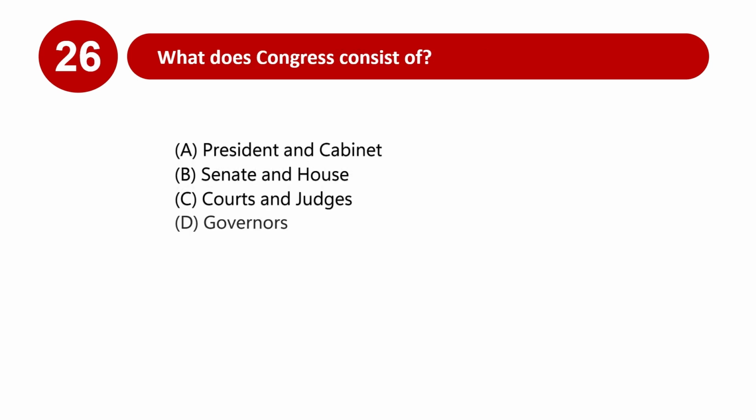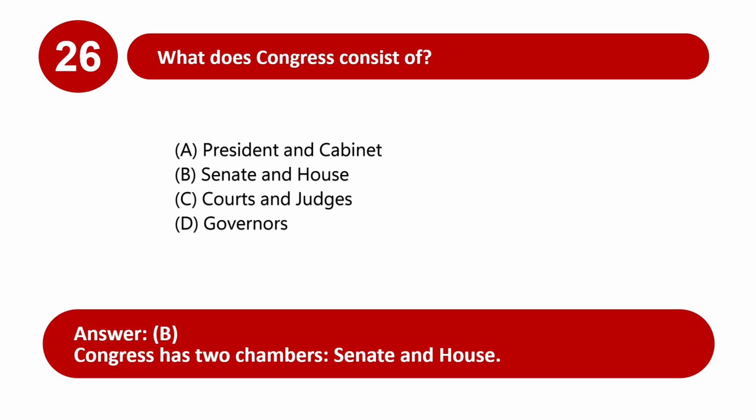What does Congress consist of? A. President and Cabinet. B. Senate and House. C. Courts and judges. D. Governors. Answer B. Congress has two chambers, Senate and House.